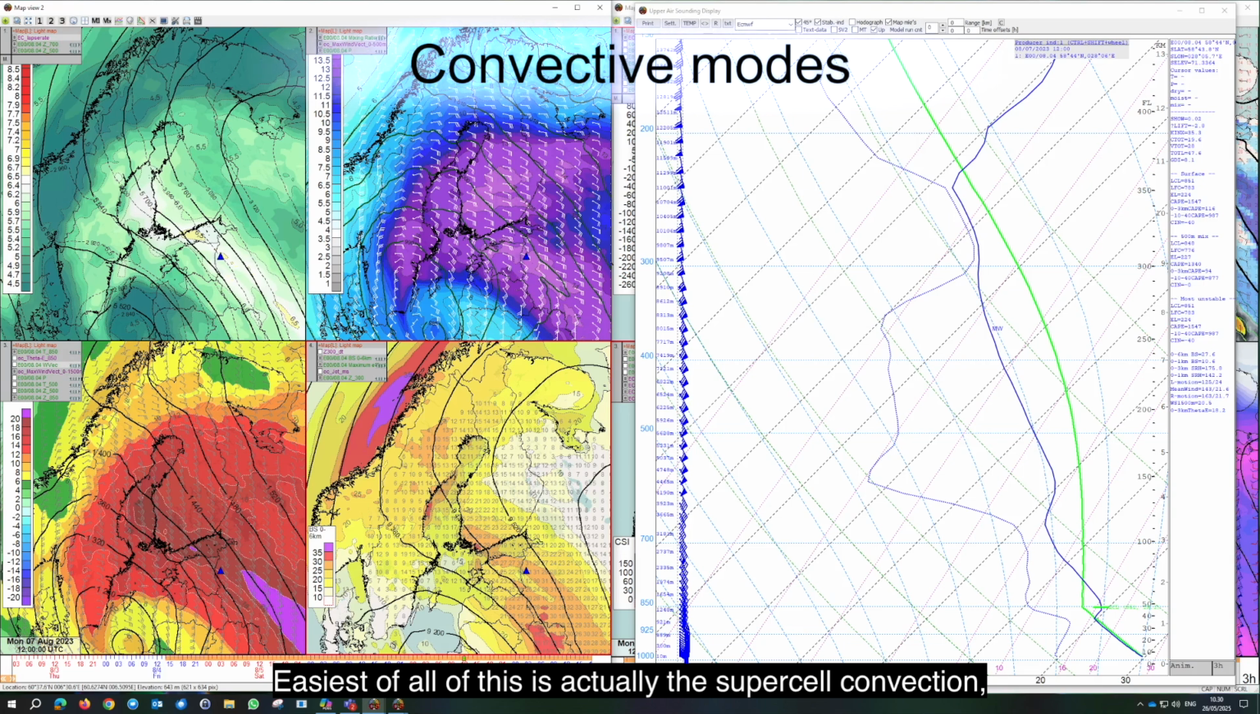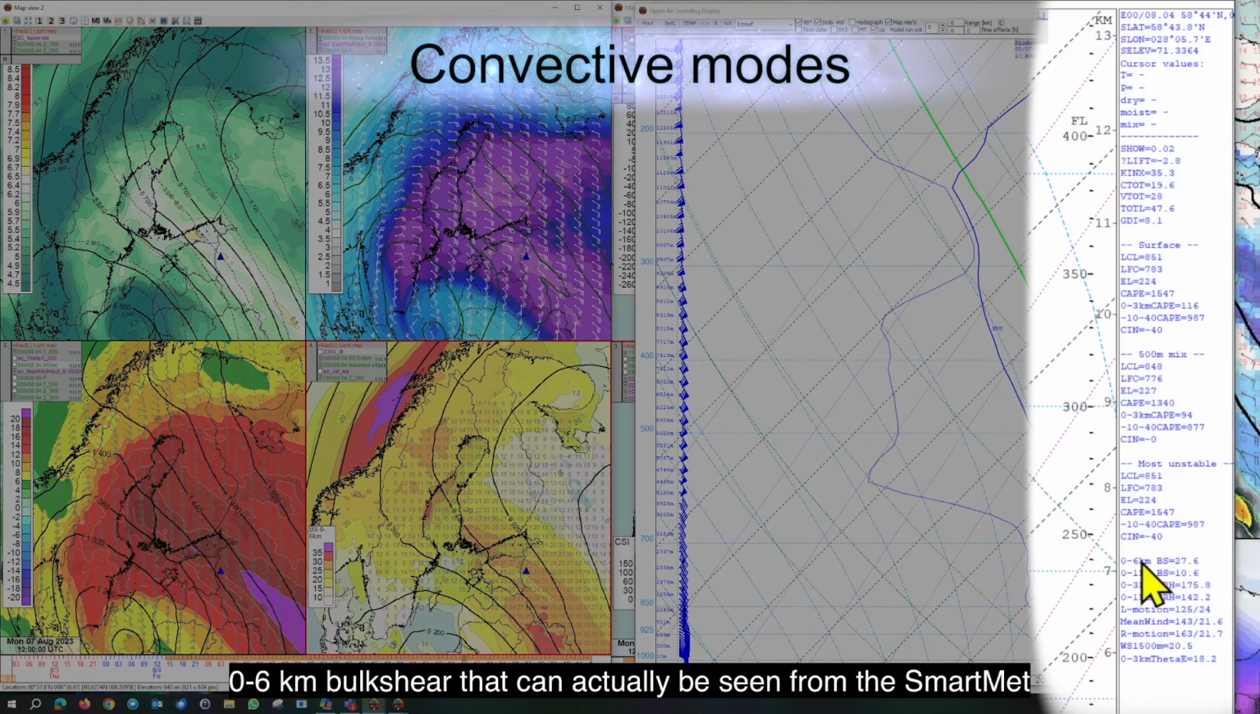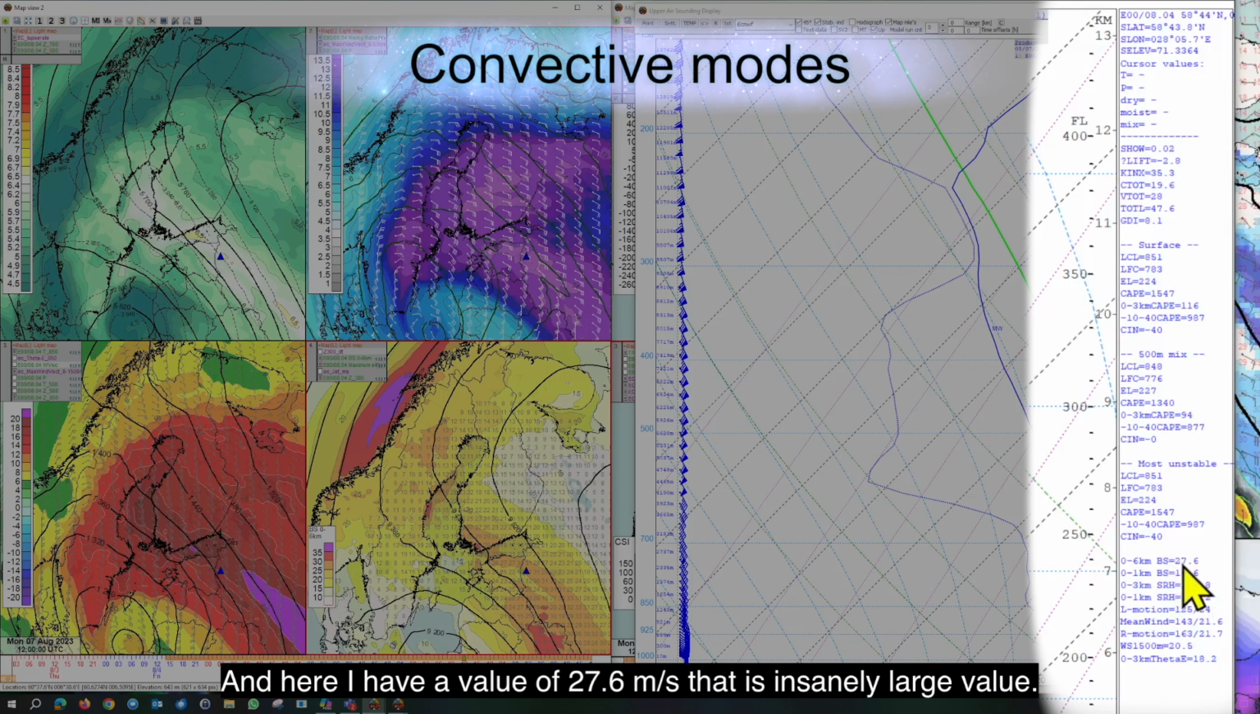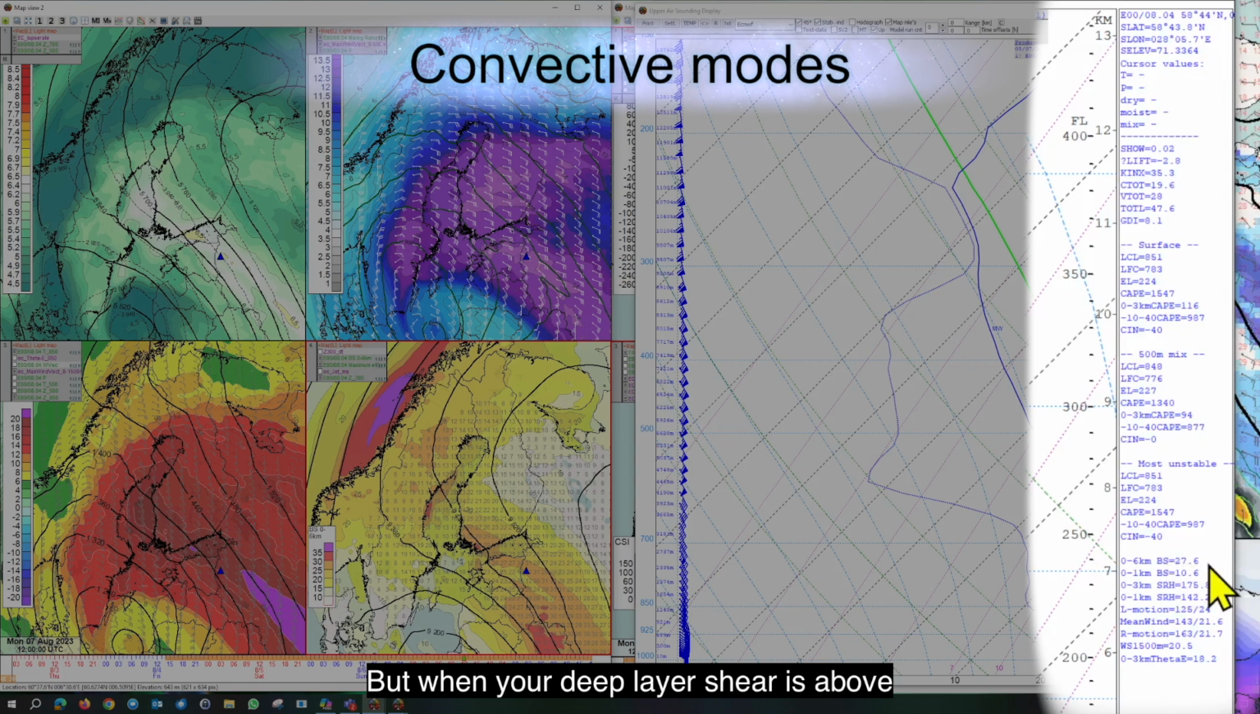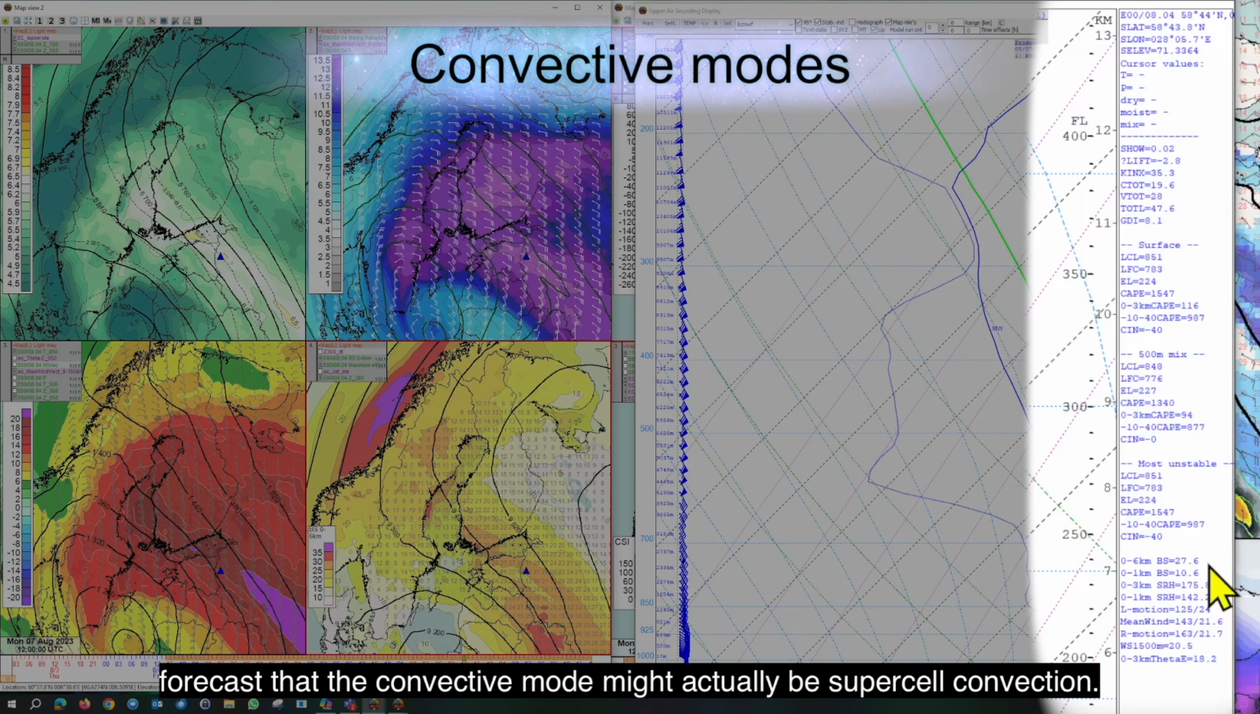Easiest of all of these is actually the supercell convection, because what you need to have is enough deep layer shear. So when I'm saying deep layer, I can, for instance, mean 0 to 6 bulk shear that can actually be seen from the SmartMet. And here I have a value of 27.6. That is insanely large value. But when your deep layer shear is above 15, closer to 20 meters per second, you can start to forecast that the convective mode might actually be supercell convection.